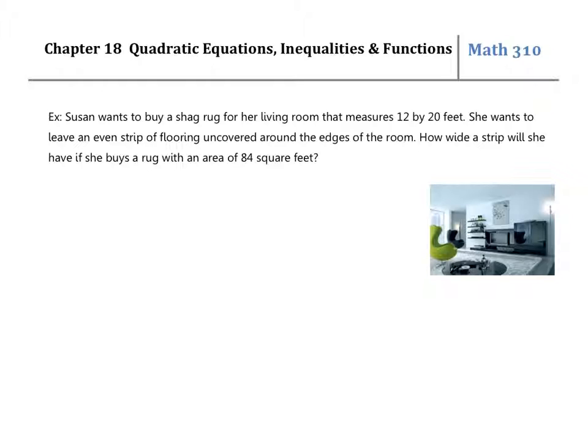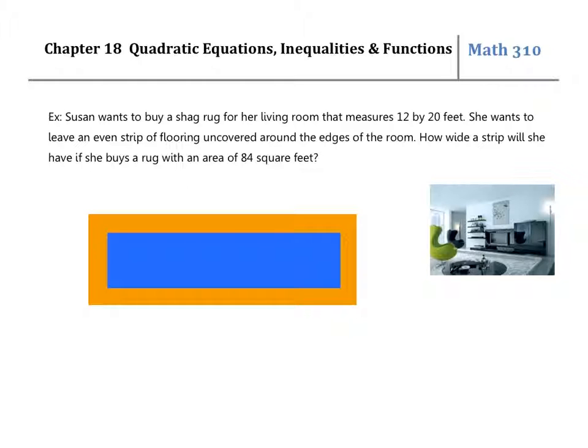Susan wants to buy a shag rug for her living room that measures 12 by 20 feet. She wants to leave an even strip of flooring uncovered around the edges of the room. How wide a strip will she have if she buys a rug with an area of 84 square feet? We can visually organize our information by drawing a picture. The orange represents the floor and the blue represents the carpet.